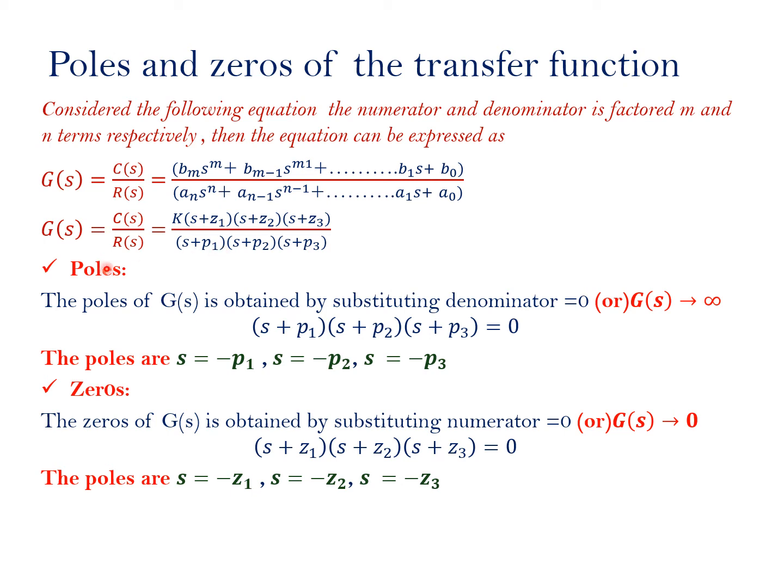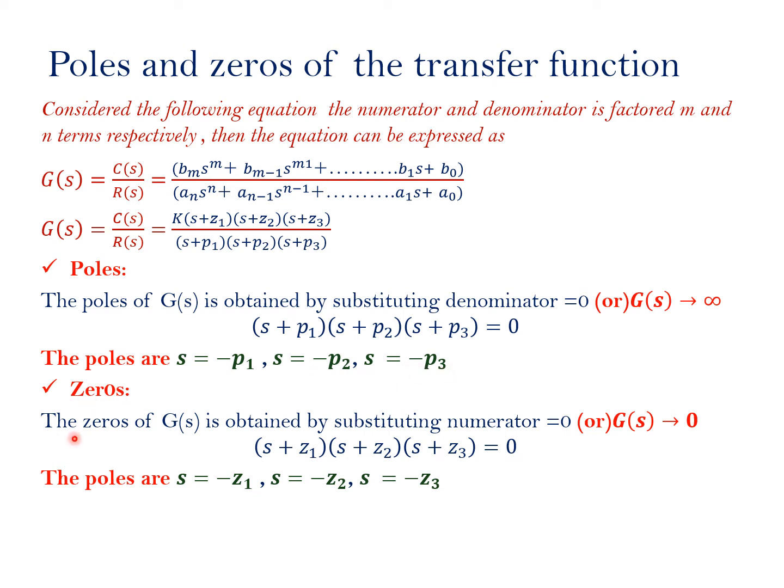First of all, you have to see how to find the poles. The poles of G(s) are obtained by substituting the denominator equal to 0, or G(s) tends to infinity. So (s + p1)(s + p2)(s + p3) = 0. So the poles are s = -p1, s = -p2 and s = -p3.